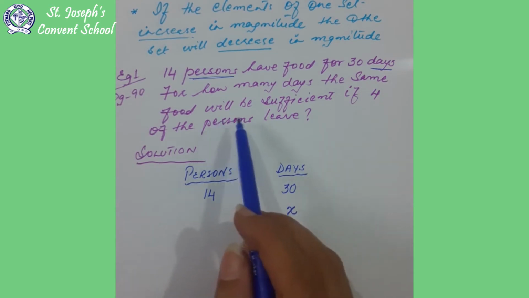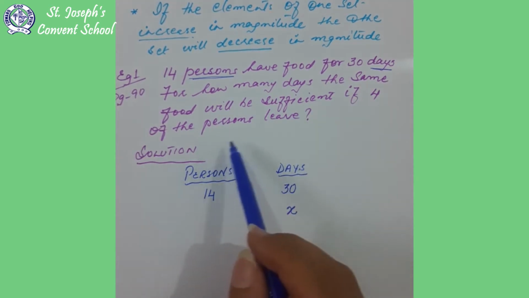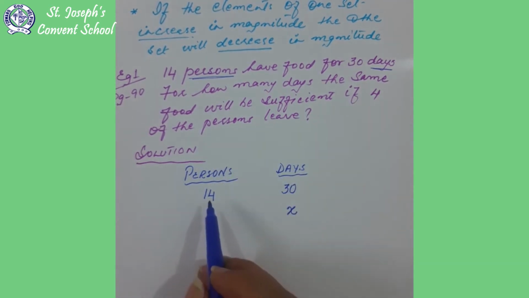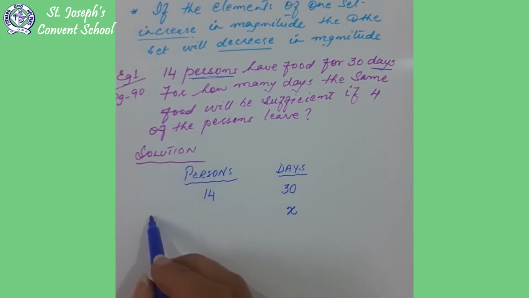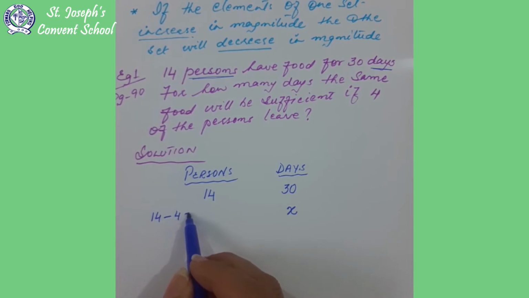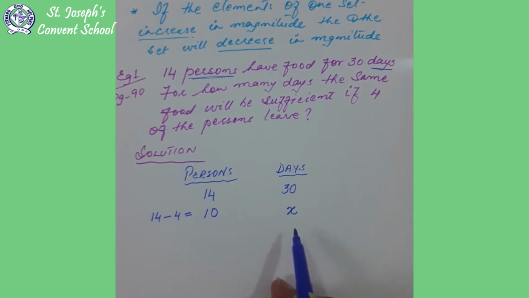The same food will be sufficient if 4 of the persons leave. There were 14 persons. If 4 will leave, so we will write 14 minus 4. If 4 persons leave, it means 10 are remaining. So for 10 persons, the same food will be sufficient for how many days? Okay, this is what we have to find.